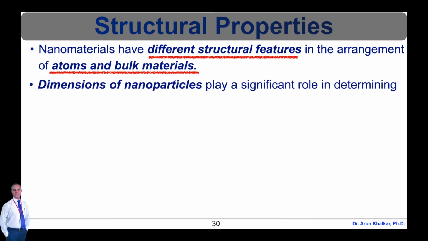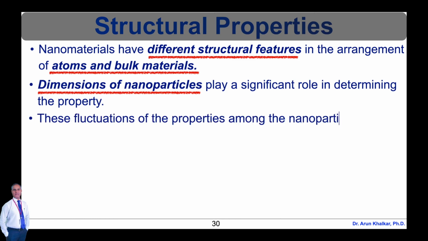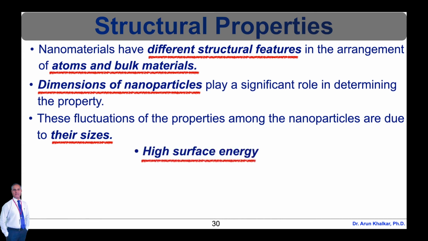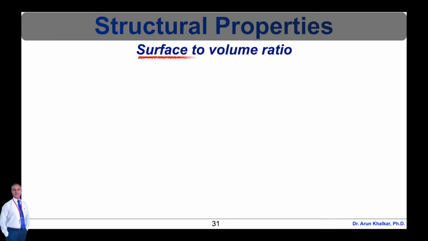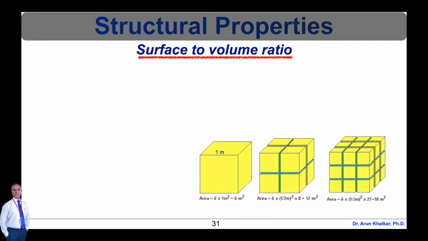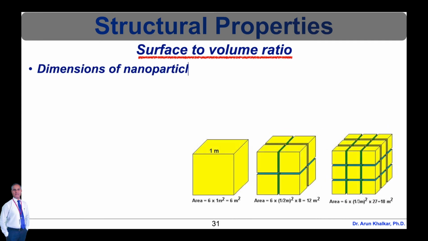The properties go on changing by just a little difference in their size and arrangement. So the dimensions of nanoparticles play a significant role in determining the properties. These fluctuations of properties amongst the nanoparticles are due to their sizes. The following characteristics are responsible for determining the properties of nanoparticles, which include high surface energy, spatial arrangement, confinement in structures, and reduced imperfections. Dimensions of nanoparticles are tiny, so they bear a considerable surface area to volume ratio.